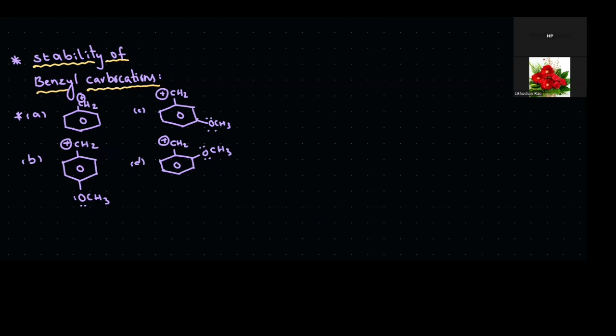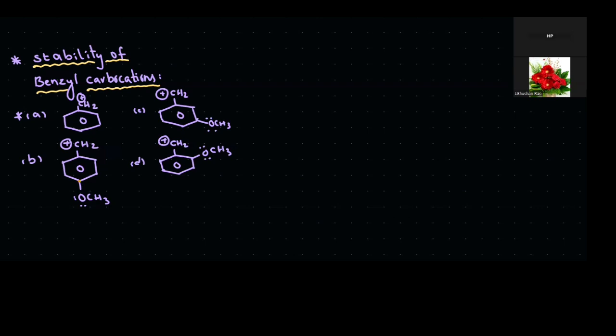In these four compounds, which one is the most stable? So what is the order? The stability order of the given benzyl carbocations. So how do we identify this? In the previous video we discussed that if any group is attached at the ortho and para positions, at that time it acts through the mesomeric effect.